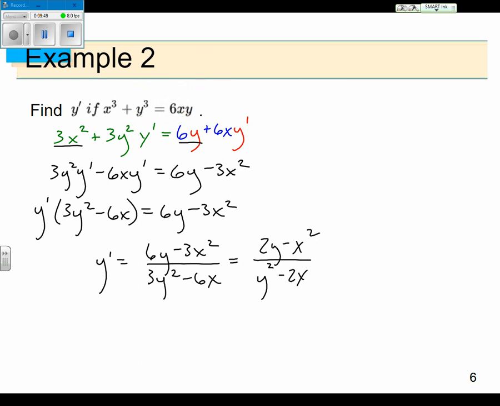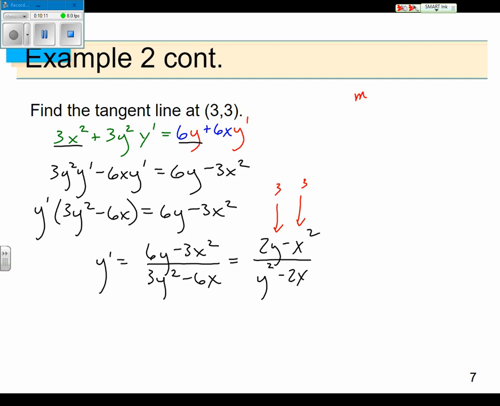Now we've got some follow-up questions on this. Hopefully we have room. It says find the tangent line at 3, 3. So find the tangent line at 3, 3. What that means is I'm going to be plugging in 3 for x and 3 for y to get my slope.